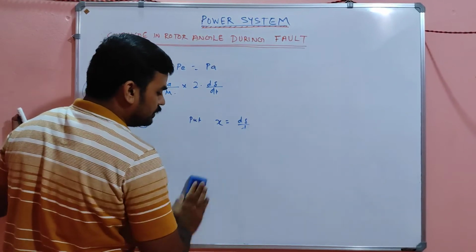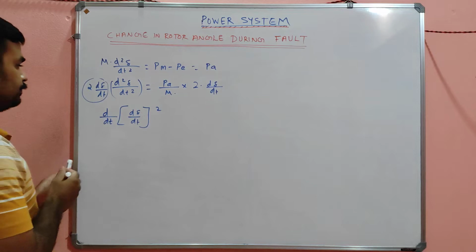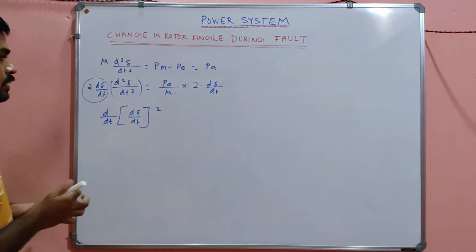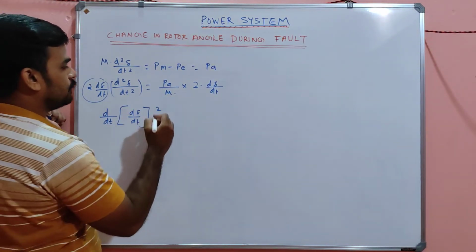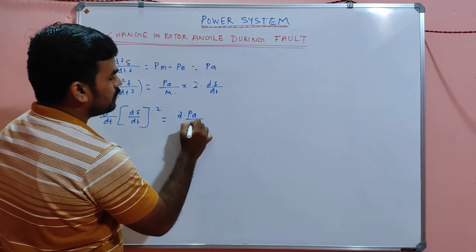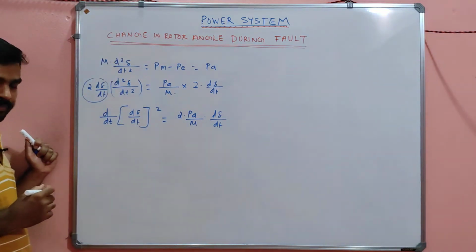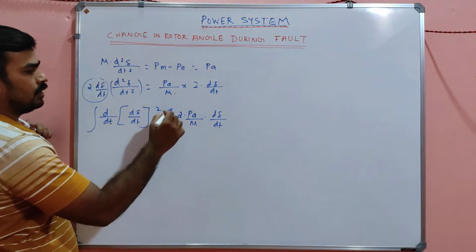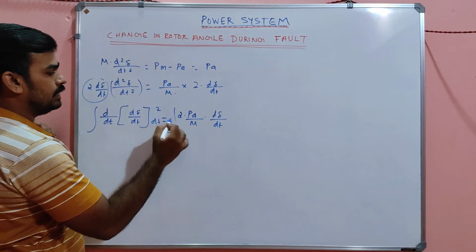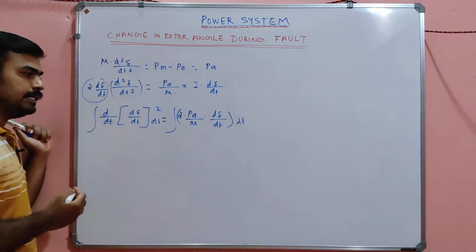I think you got the idea, right? Basic differentiation, that's all. So d by dt of (d del by dt) the whole square equals 2 into Pa by m into d del by dt. Am I right? Taking integral dt on both sides.